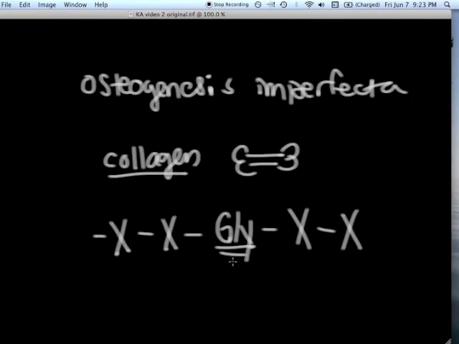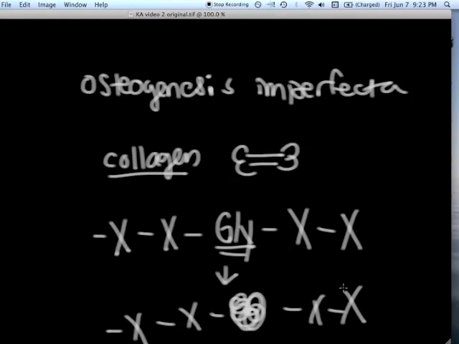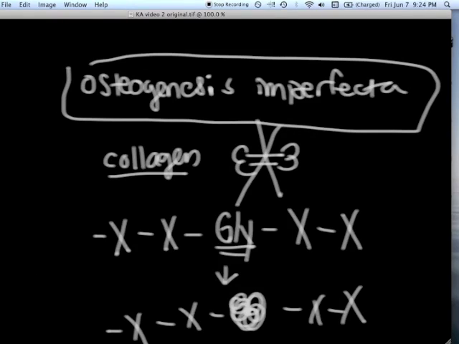Glycine is a small amino acid, but sometimes it becomes mutated into a bulky amino acid. When that happens, the collagen complex gets distorted, it can't fold properly, and bone development does not proceed as you would expect, and you develop osteogenesis imperfecta. However, the mutation for osteogenesis imperfecta has less than 100% penetrance.